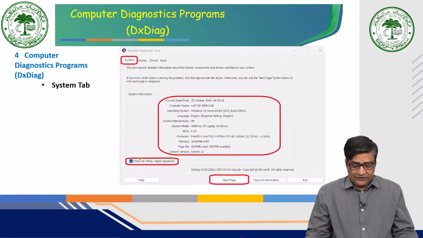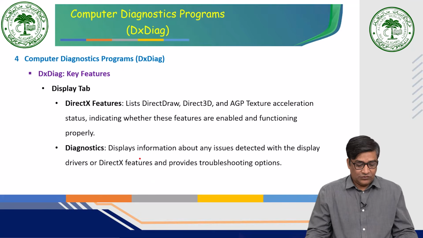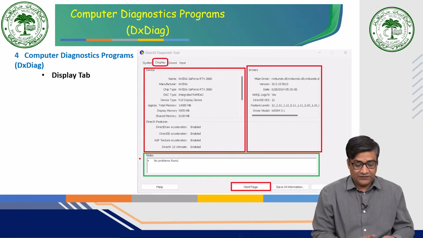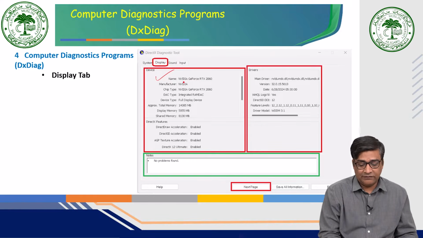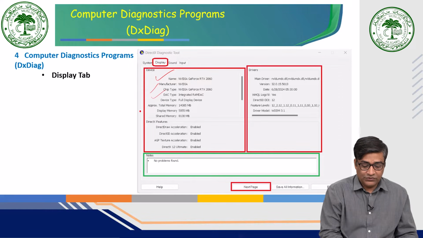So let's go to the next tab. In the next tab, you can see it shows us some more details, like the graphics card that you are using, the manufacturer, and the details of the chip. Also it shows you the memory and so on.